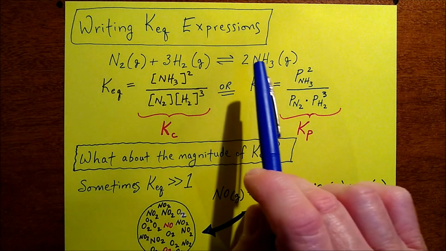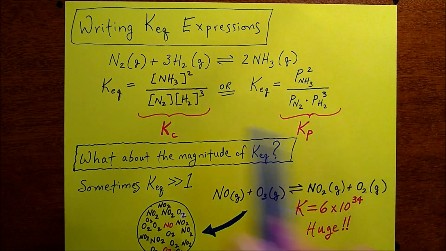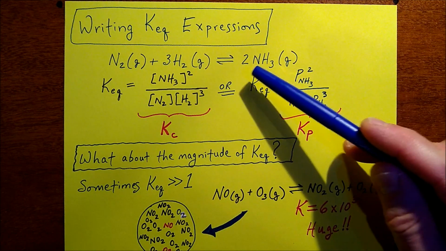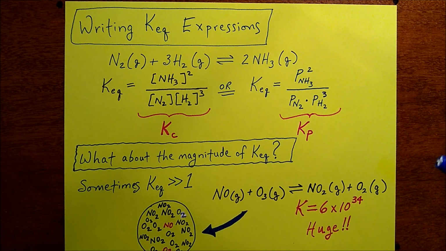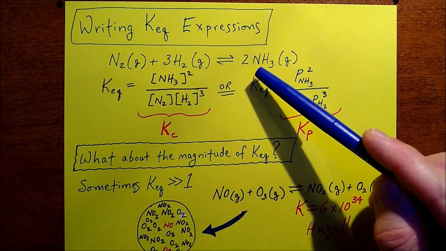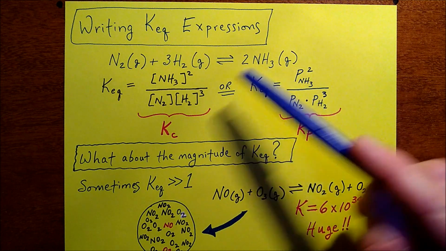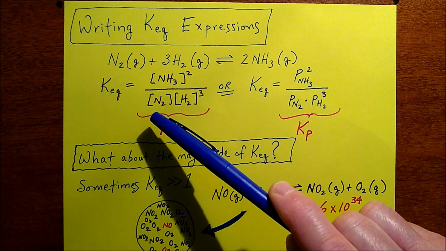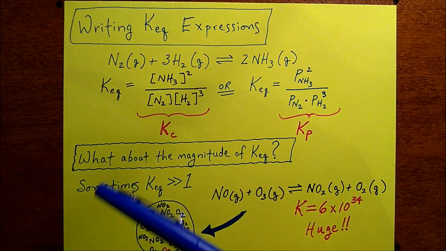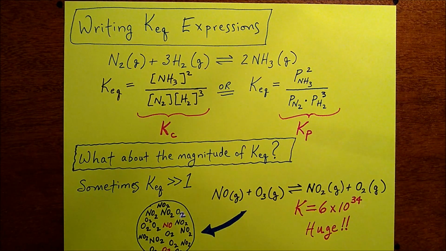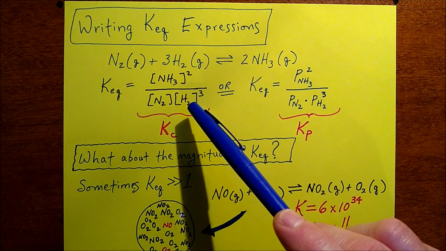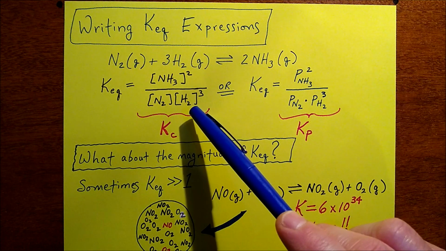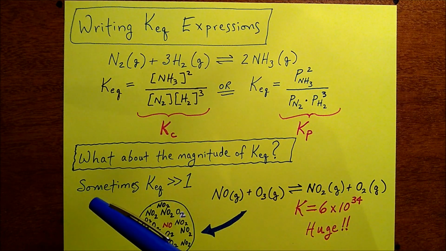We take the product concentrations and divide them by the reactant concentrations. So in this case, you always have to have a balanced reaction, keep that in mind. We have ammonia molecules, the molarity of them raised to the second power, divided by the concentration of nitrogen to the first power, because there's a 1 in front in the balanced reaction, and the other reactant is hydrogen to the third power, because there's a 3 in front.